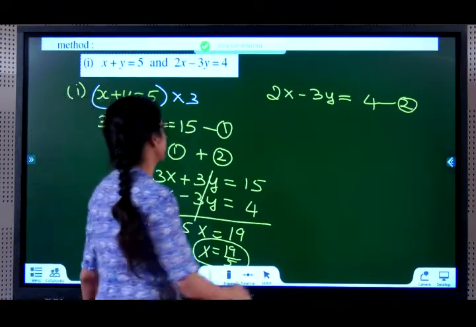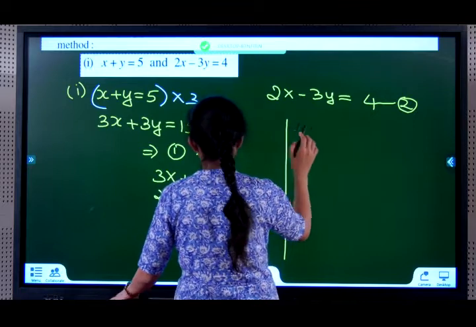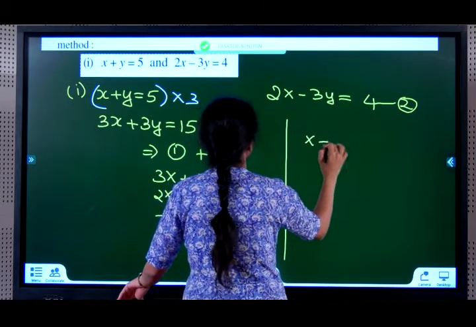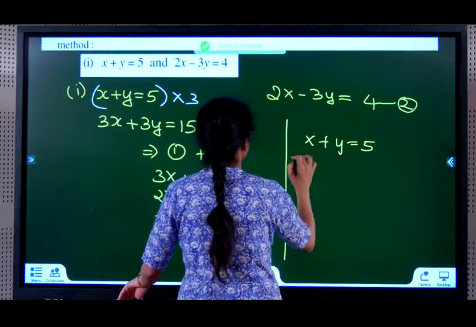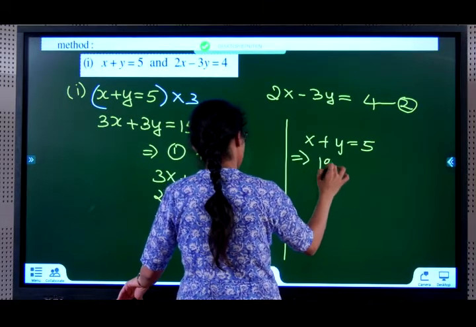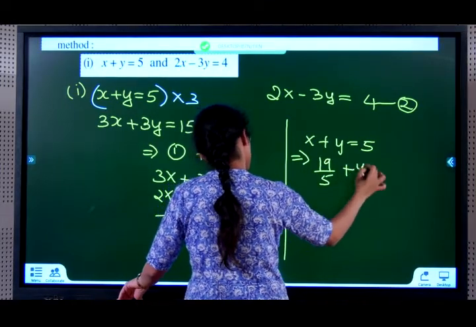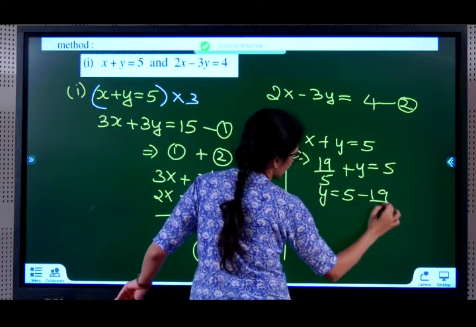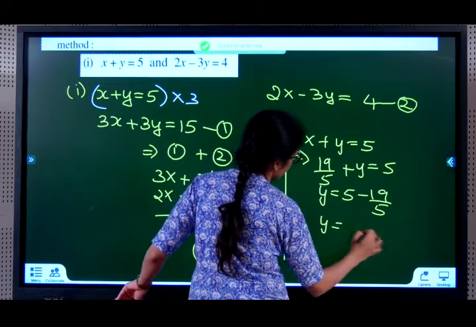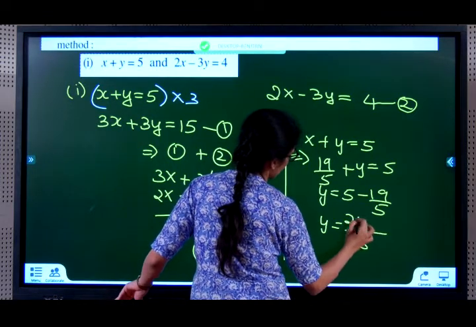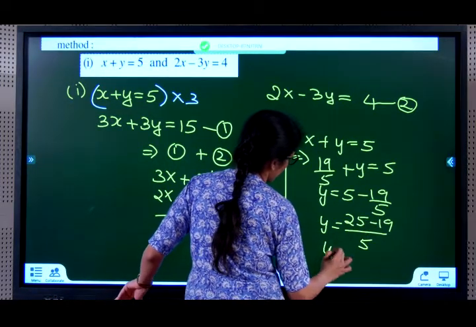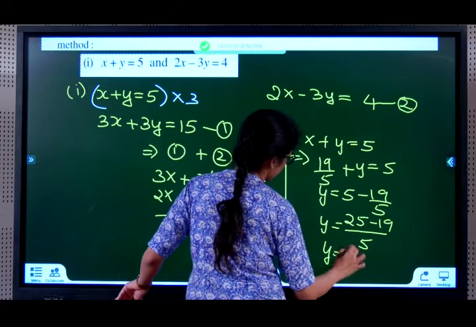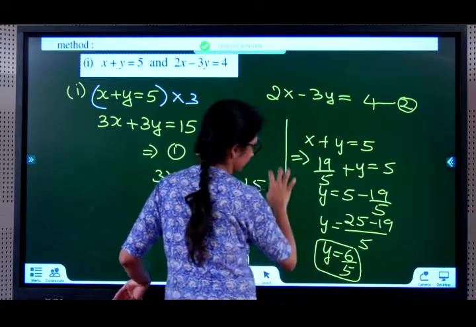Use any equation to get the value of y. I am going to use x plus y is equal to 5. From this equation, x is 19 by 5, so 19 by 5 plus y equals 5. y is equal to 5 minus 19 by 5. Take LCM, 5. 25 minus 19. y is equal to 6 by 5.